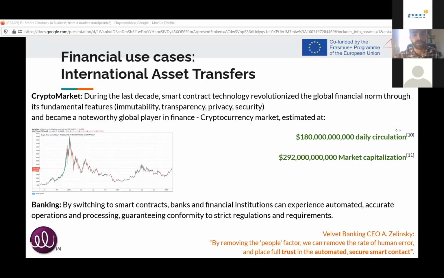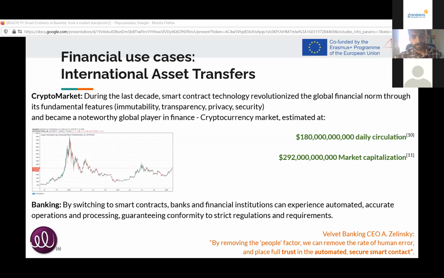Bitcoin, Ethereum, Neo, EOS, Monero, thousands of cryptos comprise a market which we call the cryptocurrency market. It was less than a decade ago when smart contracts revolutionized the global norm with their fundamental encoded features: immutability, transparency, privacy, security. To date, according to tradingview.com, there's a daily circulation of 180 billion US dollars, while the total market capitalization is almost 300 billion US dollars. Since the peaks of early 2018, where one Bitcoin was estimated around $19,000, we're facing the bear market, a period of prolonged price declines.